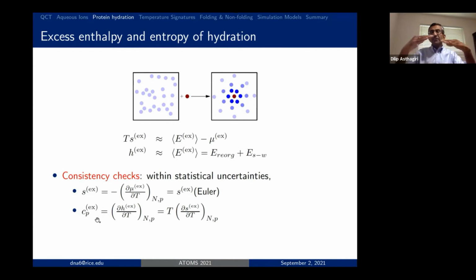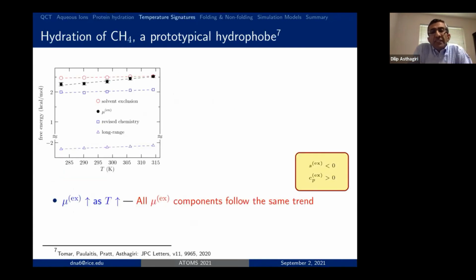So I'm setting the stage for you, in anticipation of what I'm going to show you, to emphasize that we run multiple checks to make sure the numbers we are getting and the trends we are getting are sensible. Okay. So let's look first at a prototypical hydrophobe, which is methane.